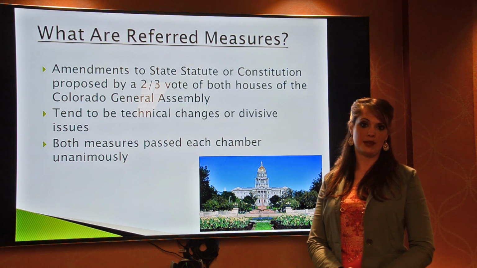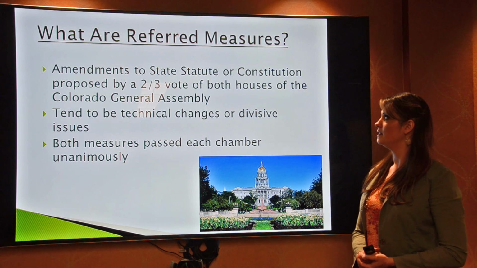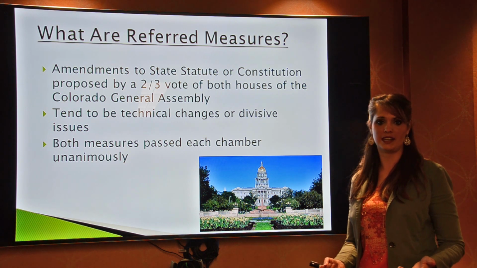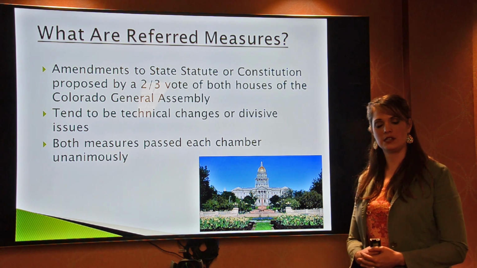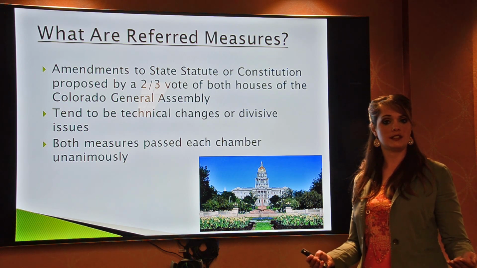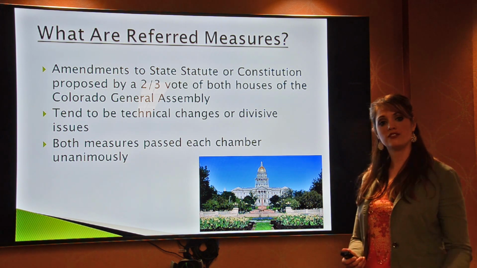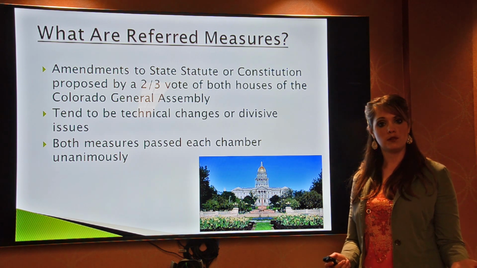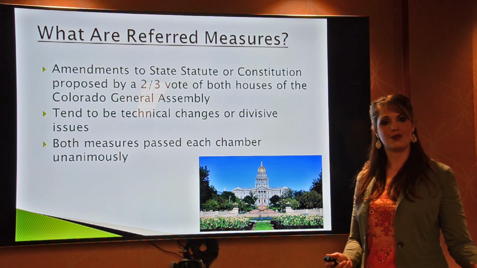So beginning with the referred measures, what are referred measures? Amendments to the state statute or the Constitution that are proposed by a 2/3 vote in the House or the Senate can be sent out to the voters for their input if the General Assembly feels that these issues are too technical or maybe even too divisive for the state legislature to be the final determining body on these issues. We have two measures that were referred to us as voters from the state legislature, and both of those measures passed out of the House and the Senate unanimously to go to us as the voters to decide on these issues.